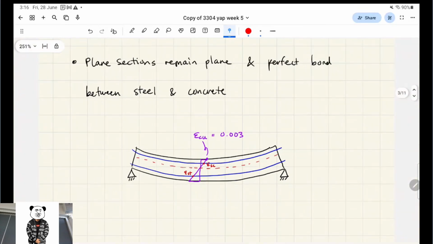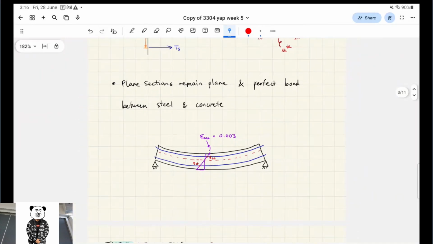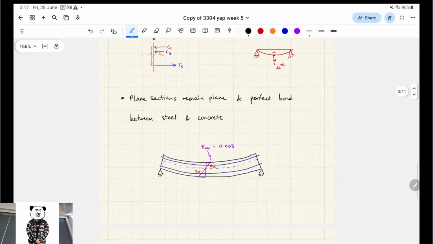So this is all very theoretical right now, and you'll see how this plays into how we derive everything. But does anyone have any questions so far? Firstly.